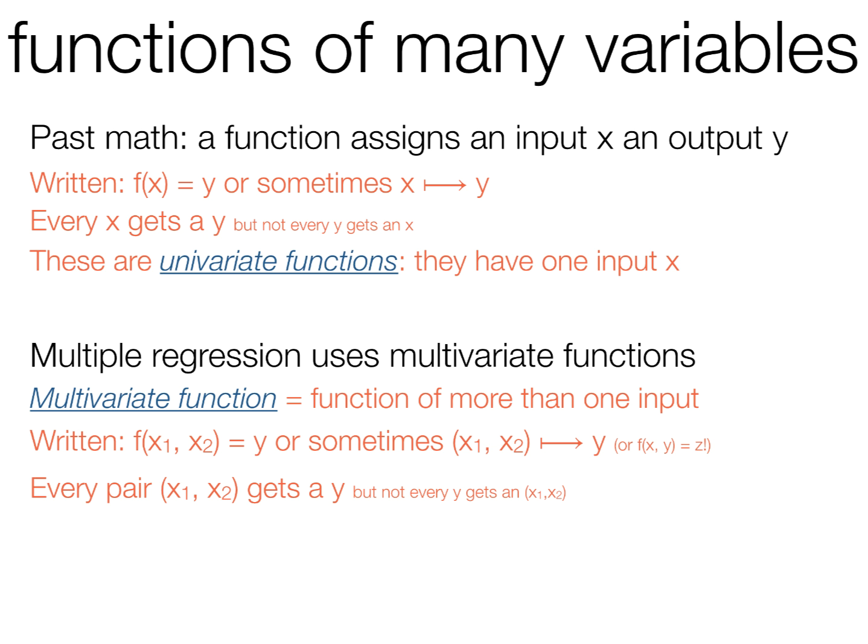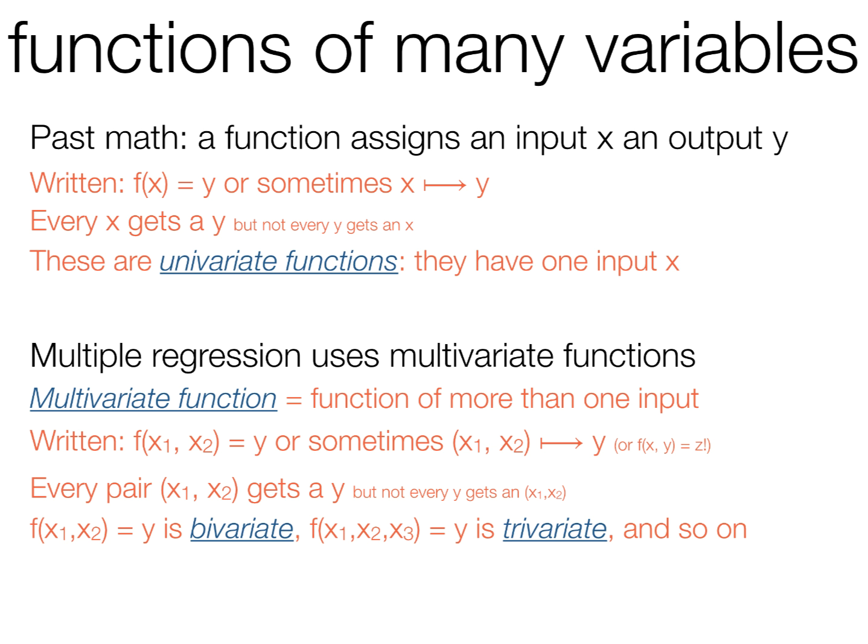In this context, every pair x1, x2 gets a y. This kind of function is said to be bivariate because it takes in two inputs and returns one output. If it were to take in three inputs, we would call it trivariate, and in general, we refer to all of these as just multivariate functions, or functions of several variables.